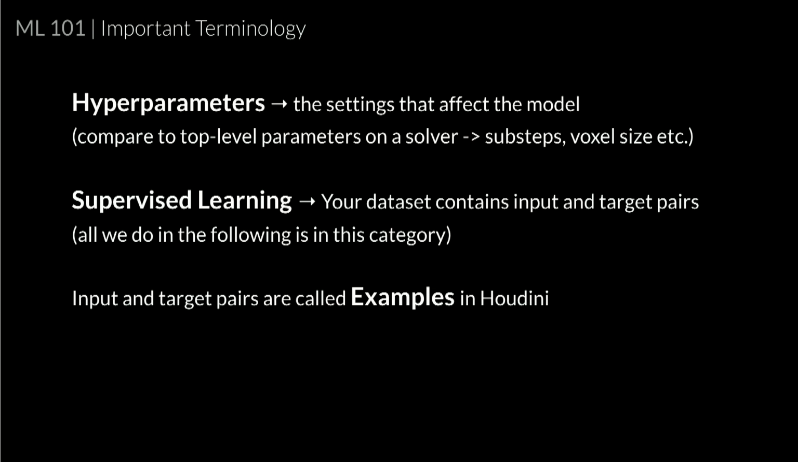A couple important terms before we get into the details. Hyperparameters are those parameters that affect the model you create. You can compare those to the top-level solver settings you usually set on a simulation. And everything we do today is in the category of supervised learning. That means the dataset already contains matching pairs, usually called labeled input and target pairs. In Houdini, those pairs are called examples.